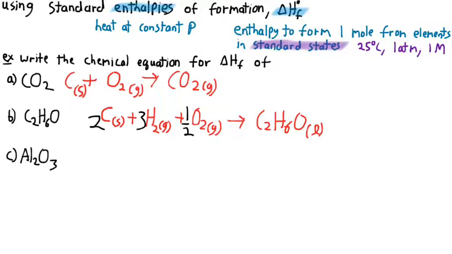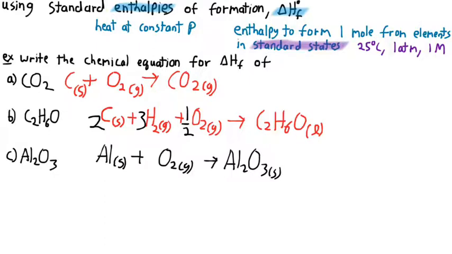Okay, another example, aluminum oxide. So that'd be aluminum and oxygen. So then when we balance it, we've got to double that one. And the only way to make the oxygen turn out to be 3 is to use 1.5. We can't change this coefficient because the definition says 1 mole.